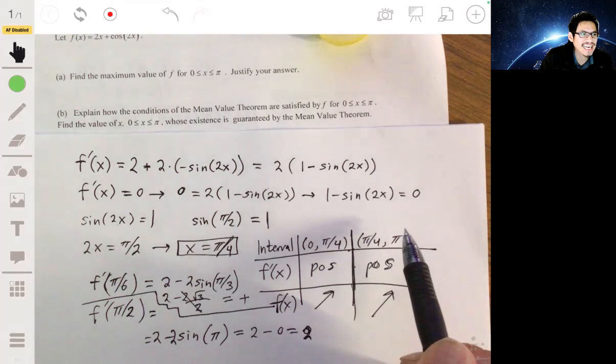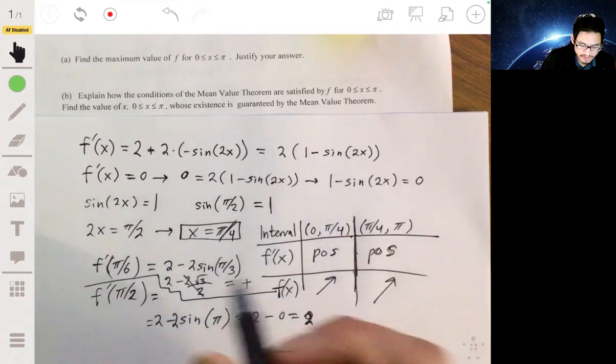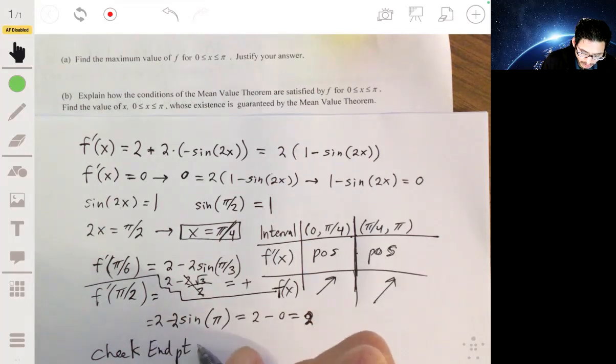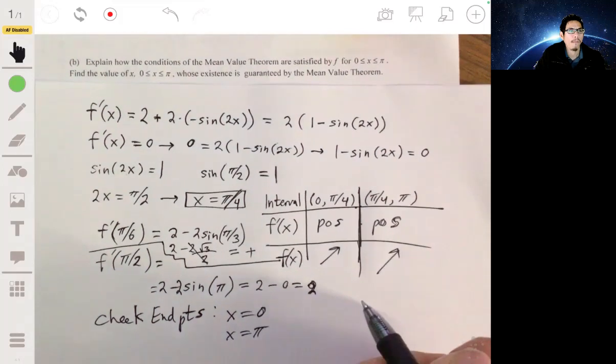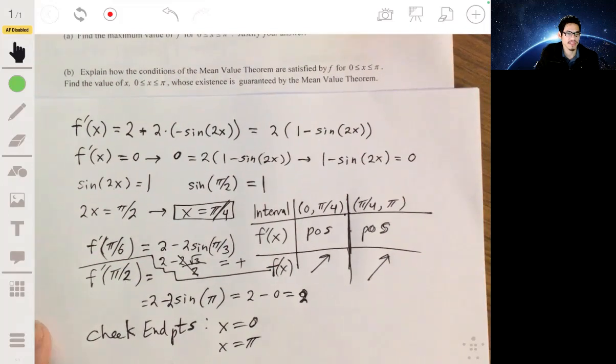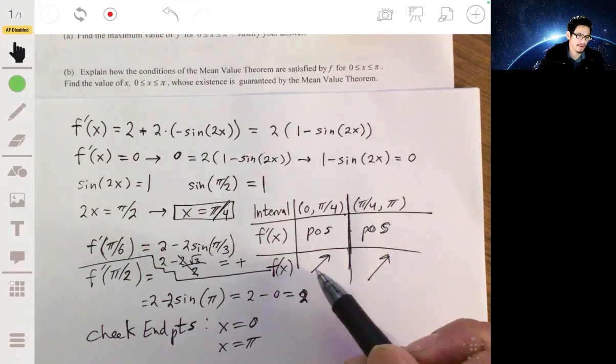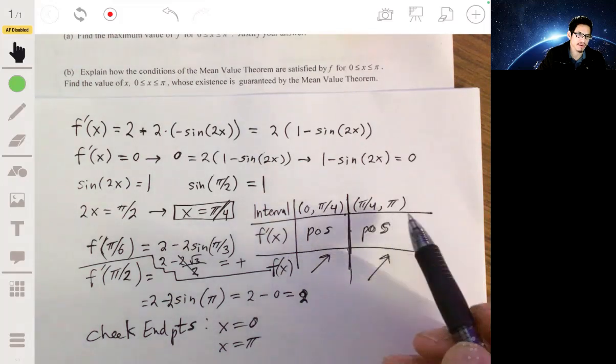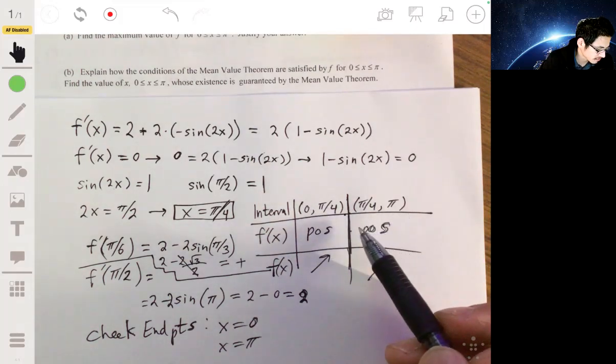But now we make sure we check the endpoints, because we have to see what the values at the endpoints are. The endpoints are 0 and pi. Now, if it's always increasing, we know that the maximum is going to be at pi, because it's increasing all along the interval from 0 to pi. So whatever value it is at 0, it's going to be more at pi because the function is increasing.